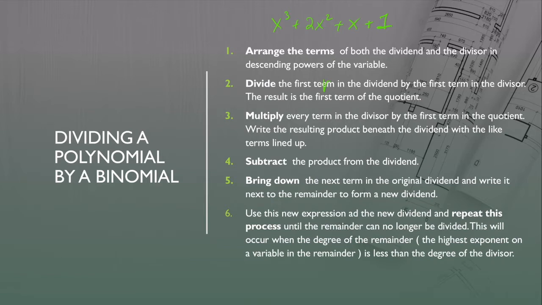Next, you bring down the next term, just like before in long division, we'd bring down the next digit. You bring down the next term and write that next to the remainder to form a new dividend. Now you're going to use this new expression and the new dividend and repeat this process. So you go back up, right, and repeat the process until the remainder can no longer be divided. This will occur when the degree of the remainder, which is going to be a polynomial, is less than the degree of the divisor. So why don't we go ahead and I'm going to show you a picture of an example and I'll walk us through it step by step.